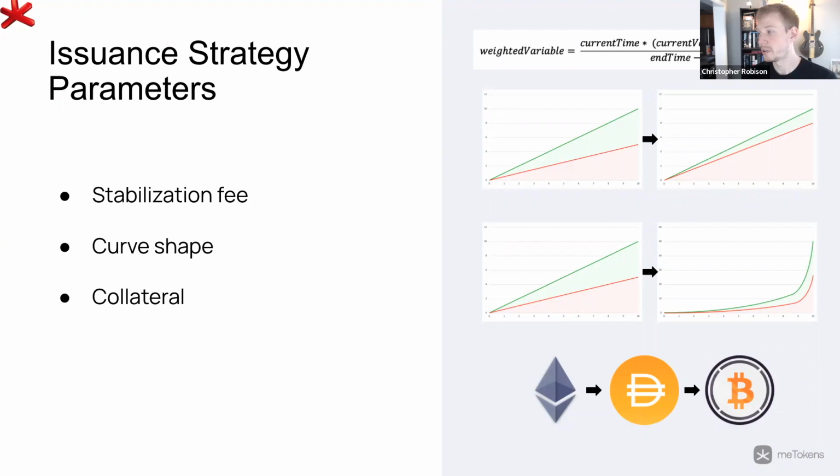For the first two, these are very formulaic. And so we do have a formula right at the top that you can see for how to calculate a time-weighted stabilization fee, a time-weighted reserve weight for the shape of your curve. This formula is the same for both of them. The way that this works is you have a current value set, and then you have a target value set. And you have a start time and an end time for this update period.